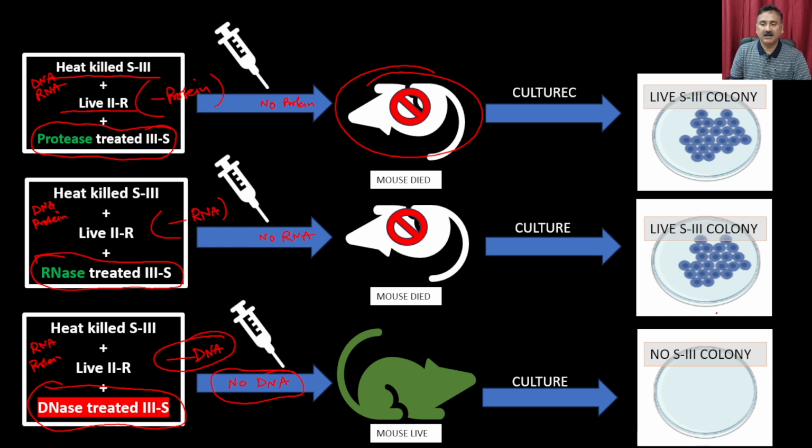And what you see even at the culture level is that when they cultured the bacteria, they were able to recover the live S bacteria in the absence of protein and RNA, but they could not isolate the live S bacteria in the third condition, when DNA is not present. Instead, they get the R type bacteria, R2. So this confirmed that DNA is the genetic material.